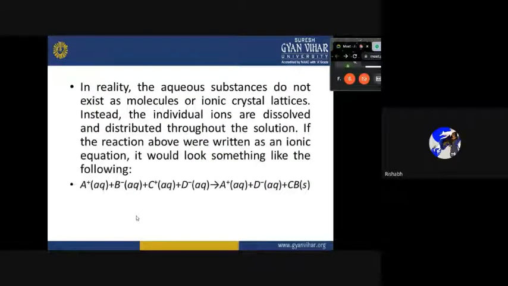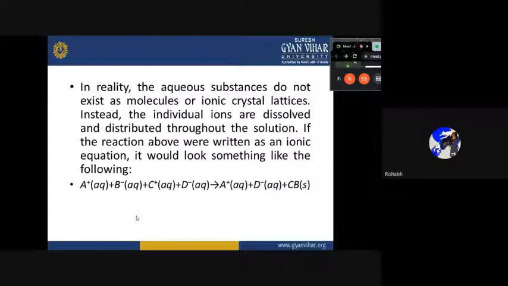So A plus is a cation, and because it is dissolved, it is accompanied with the aqueous label. B minus is an ion here, so it is also separated from A plus at the moment in the aqueous condition. Then C cation and D anion. These are also not in the molecular form attached to each other, but are also dissolved in the aqueous solution.